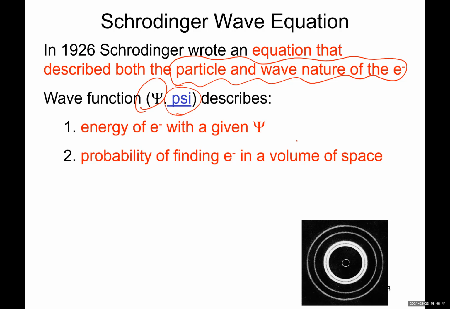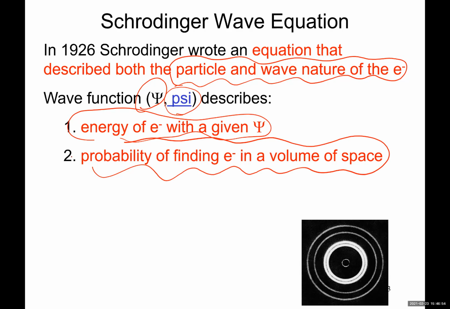By using this equation, we can calculate the energy of electrons, and we can talk about the probability of finding electrons in a volume around the nucleus. This volume can be spherical, can be dumbbell-shaped, it could be d orbitals or f orbitals.